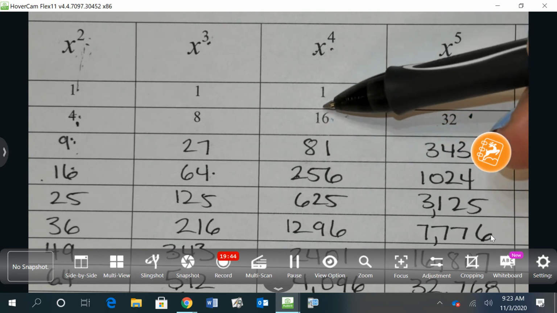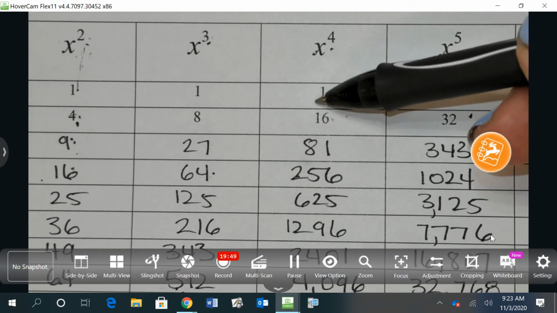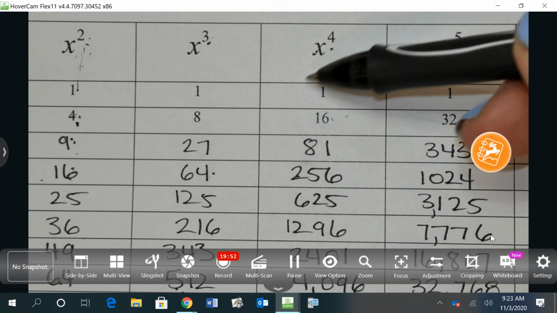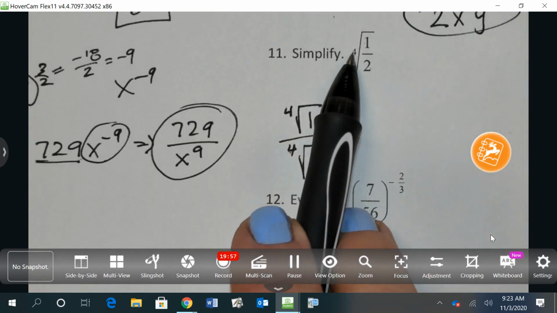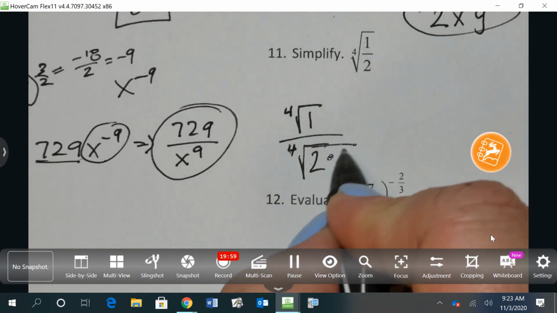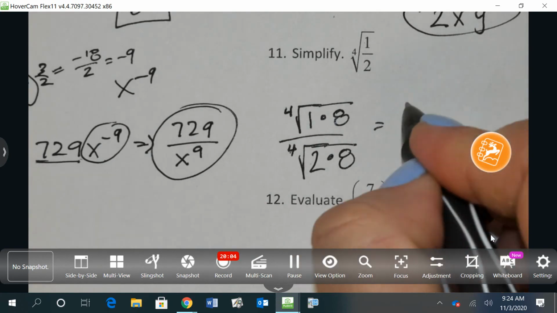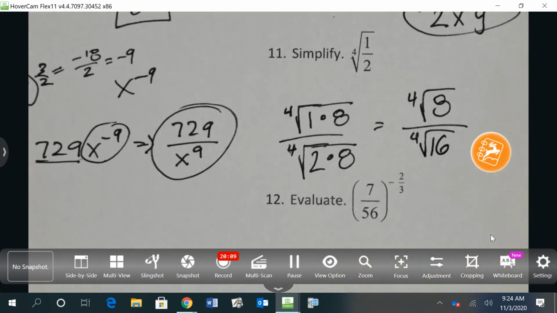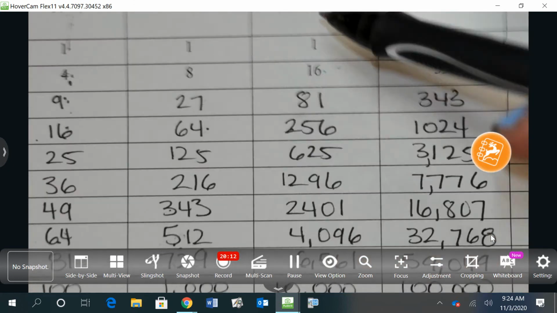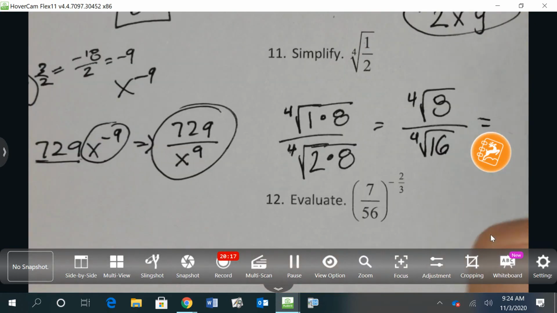Well, I happen to be lucky. I know 2 times 8 is 16. I want to somehow make the bottom into a number that's in this list. Why in this particular list? Because it has a fourth root. So to get to 16, remember 2 times 8, and whatever you do to the bottom, you must also do to the top. Now when I rewrite it, 1 times 8 is 8, 2 times 8 is 16, and that's where I can identify the 16 in this column and go, oh, that evaluates to a 2, and now I no longer have a radical in the bottom.